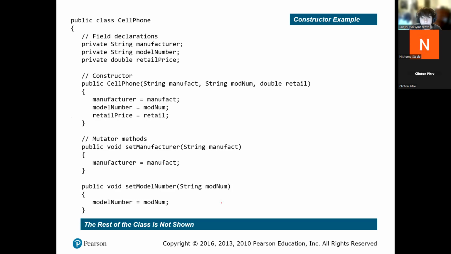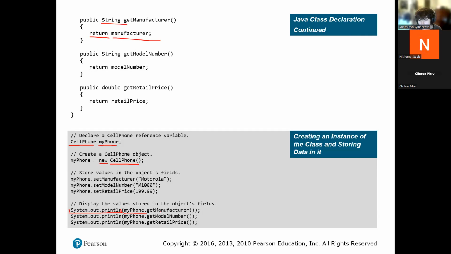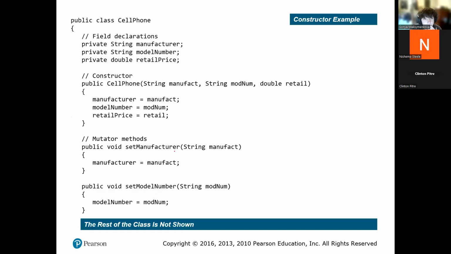All of this is going to do. And what will this produce? Get manufacturer will print Motorola because we just assigned it. Get model number will print M1000, and get retail price will print 199.99. This is all that is going to be displayed, exactly what we put in those variables.